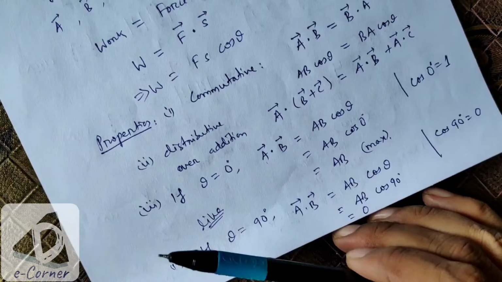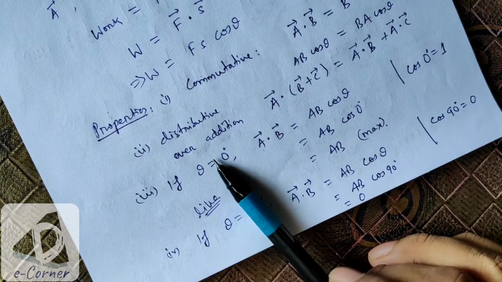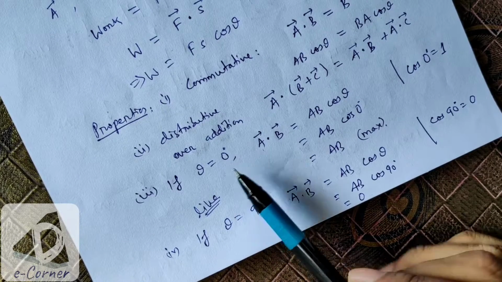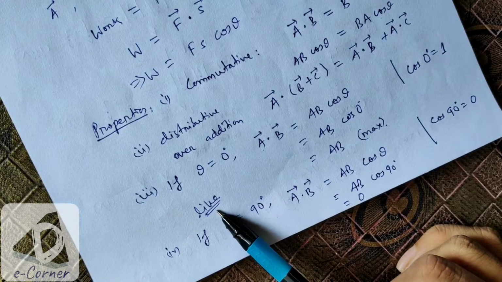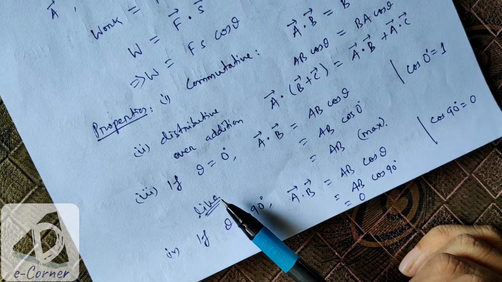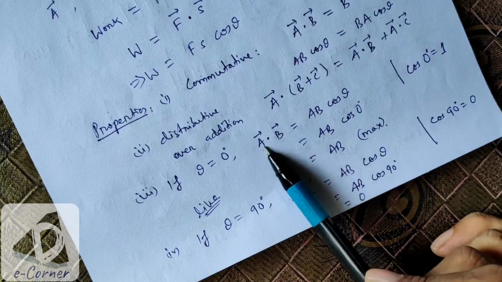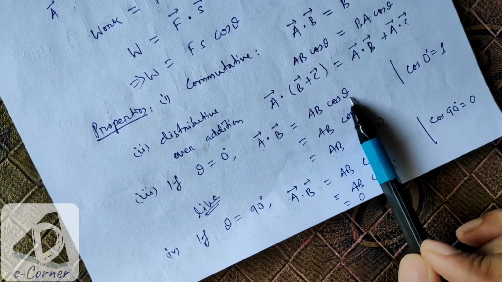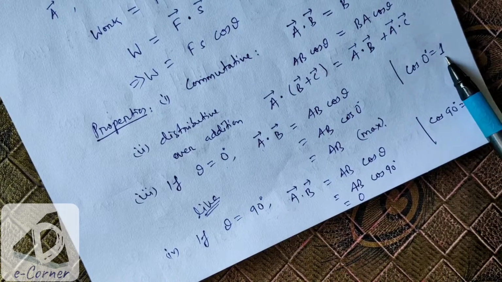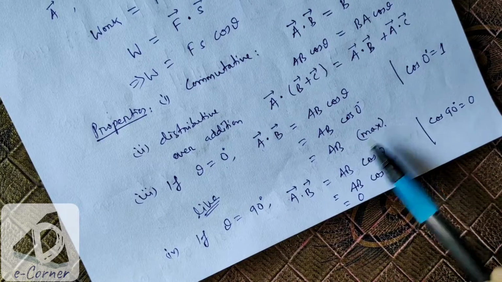Next one is, if theta is equal to 0 degree, that means the angle between two vectors is 0 degree. That means the two vectors are like vectors. Since like vectors have the same direction, they are facing along the same direction, so the angle is 0. So here A dot B can be written as what? AB cos theta, and theta is equal to 0 degree. So cos 0 degree is equal to what? 1. So AB cos 0 degree is equal to AB, which is the maximum value.